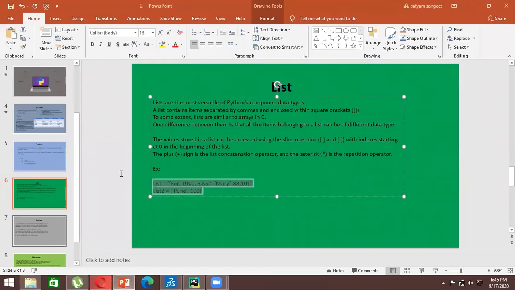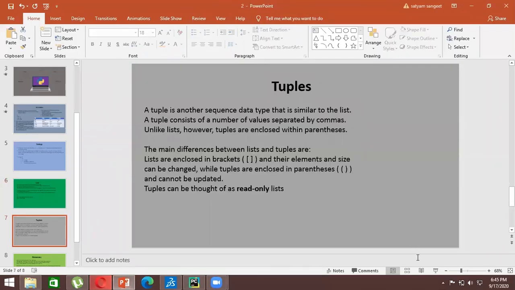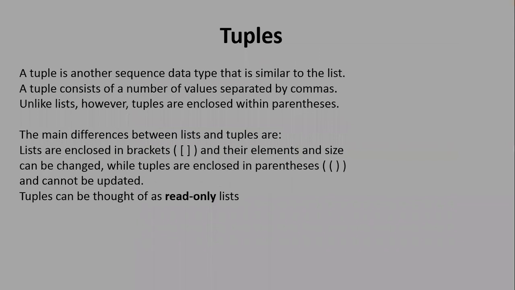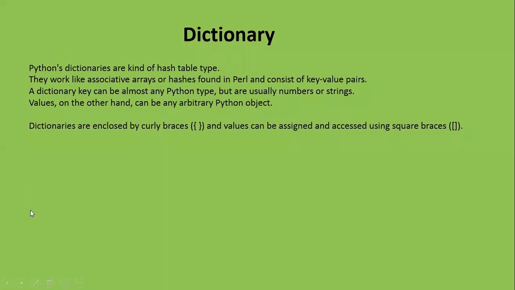Okay. So the next thing that we will be understanding is tuples. Now, whatever you have learned in lists, it is as it is in the tuple. The only difference between a tuple and a list is that tuples are read only. That means you can't update a tuple. You can always update a list, but you can't update a tuple.